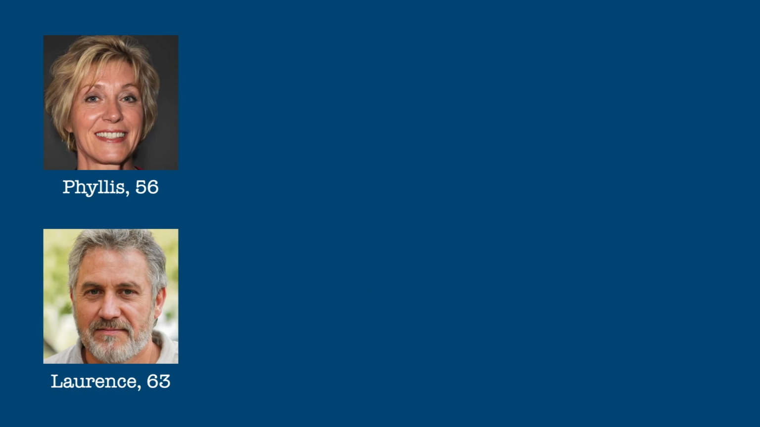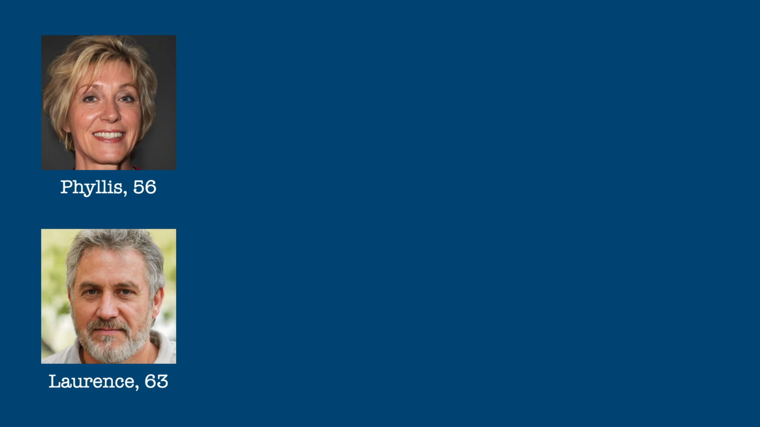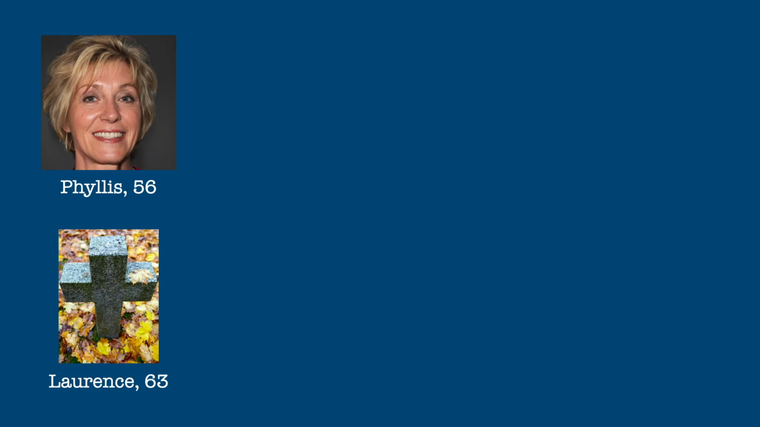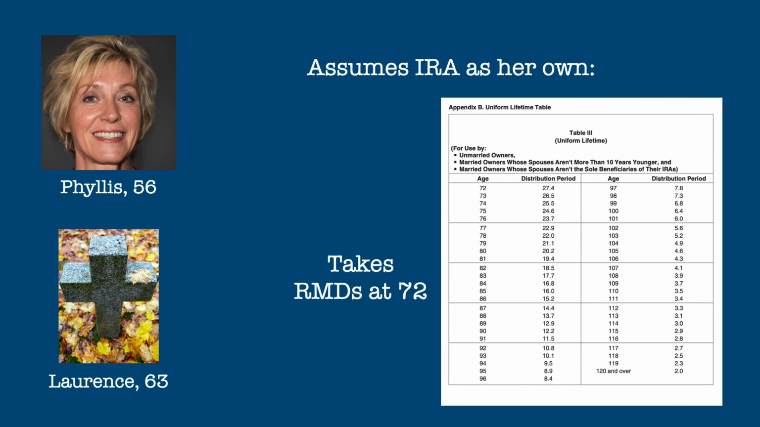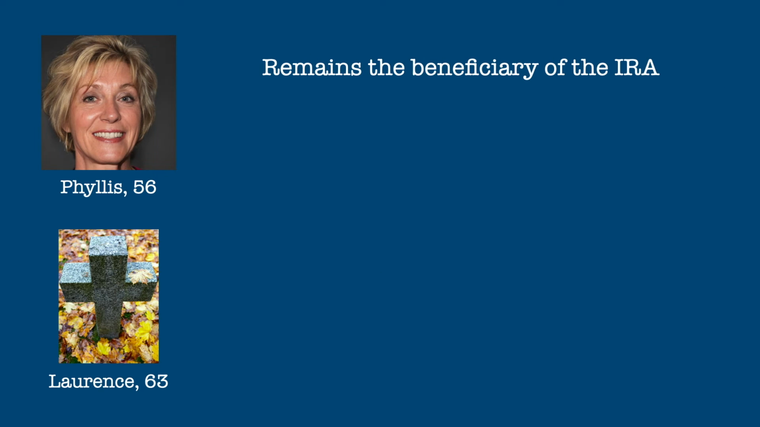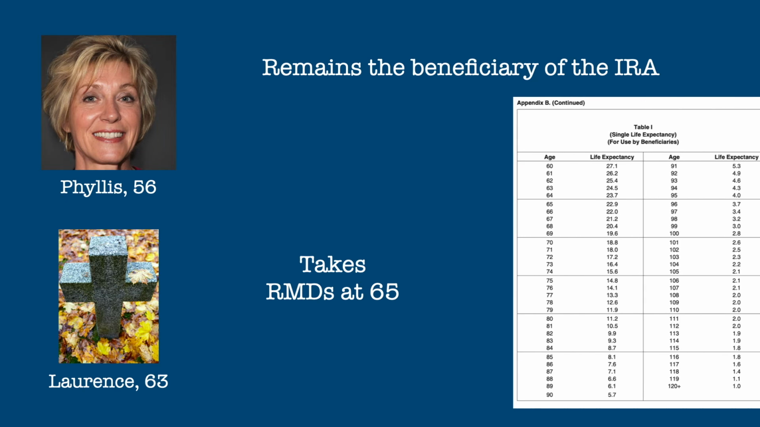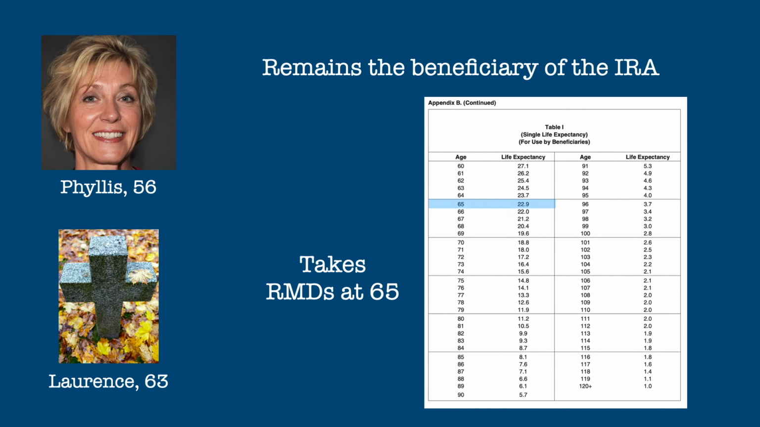Now we'll look at Phyllis and Lawrence. Lawrence met an untimely death at age 63 when Phyllis was just 56, having named her as his beneficiary of his IRA. If Phyllis treats the IRA as her own, she could wait 16 years before having to take RMDs, basing the payments on her age using Table 3. If she remains the beneficiary of the IRA, she would have to start taking RMDs after just 9 years, when Lawrence would have had to start taking them.